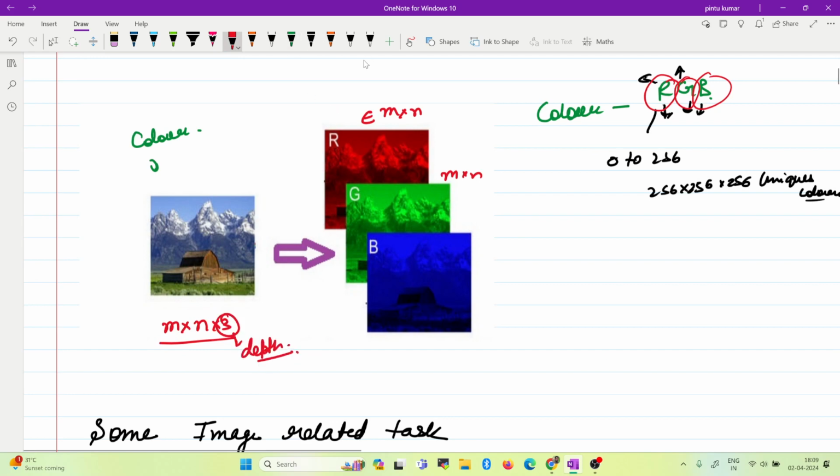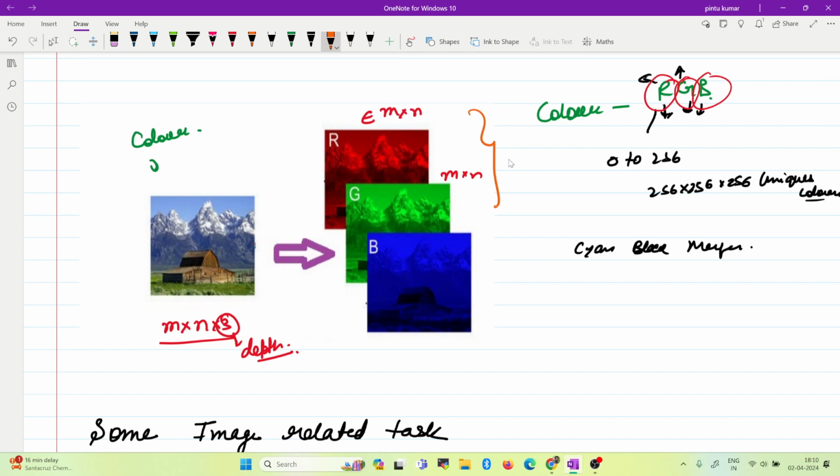Okay, there are other variants also to represent. I'm not very sure, but there are variants where people use cyan, black, magenta, and I think one more color. Using those combinations also you can generate those colors. So this is one of the most common and used variants to represent your images.